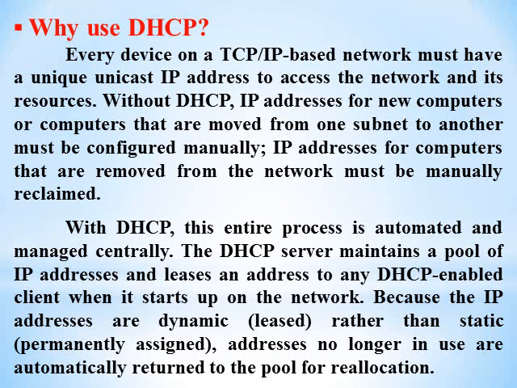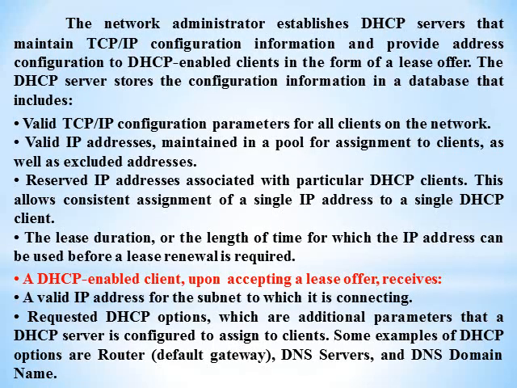The DHCP server maintains a pool of IP addresses and leases an address to any DHCP enabled client when it starts up on the network. Because the IP addresses are dynamic rather than static, addresses no longer in use are automatically returned to the pool for reallocation. So the network admin establishes a DHCP server that maintains the TCP/IP configuration information and provides the address configuration to DHCP enabled clients in the form of a lease offer.